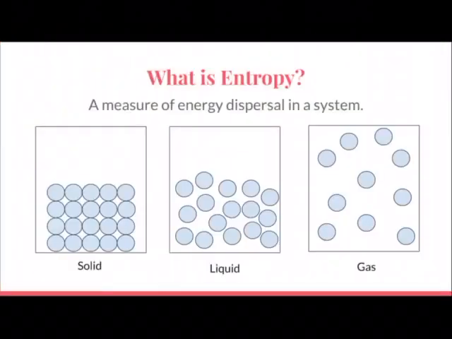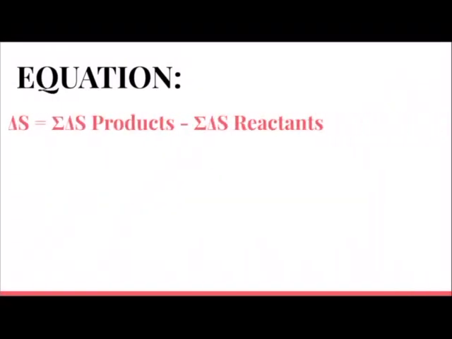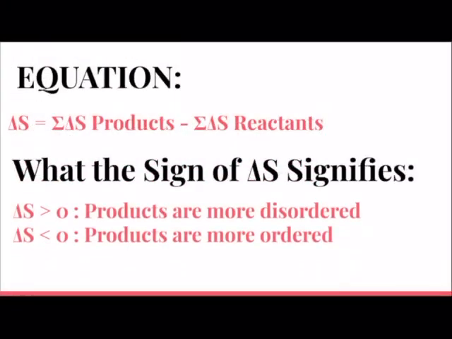Entropy and enthalpy. Entropy is represented by delta S. So what is entropy? Well, it's a measure of energy dispersal in a system or the ordering/disordering of a system. For the equation, it is delta S of the products minus delta S of the reactants, but most of the time you'll not have to calculate for entropy, but you rather just need to know whether it's negative or positive.